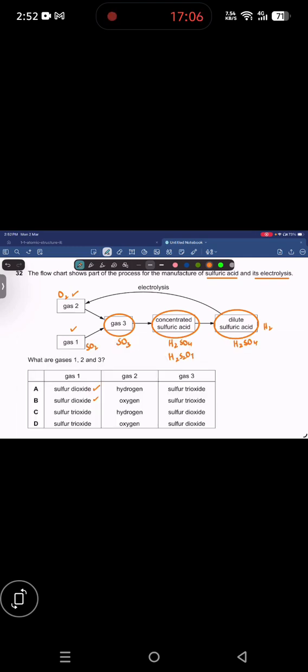So we have to work on A and B. C and D is not our choice. Okay, bachcho. So the gas number 2 is the oxygen gas. So definitely the answer B is the correct answer here. Am I right? And A is not the correct answer. Now let's move forward.